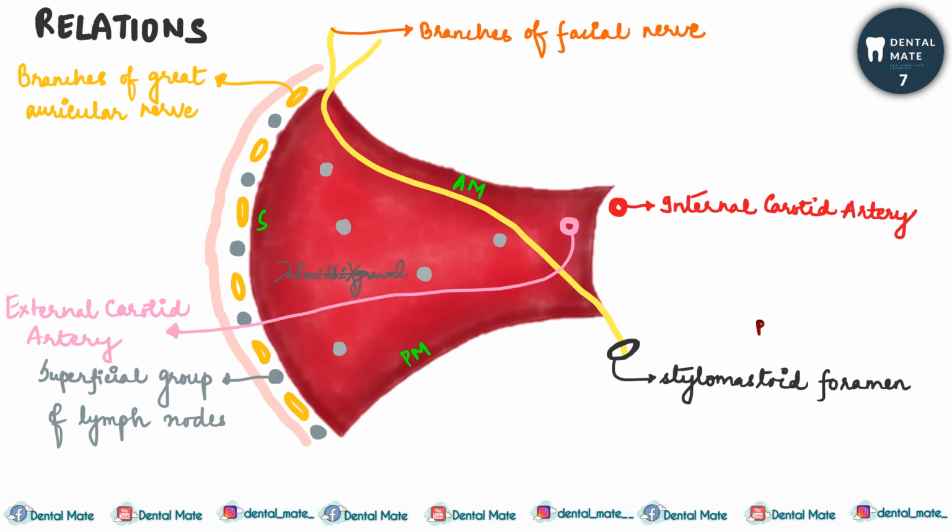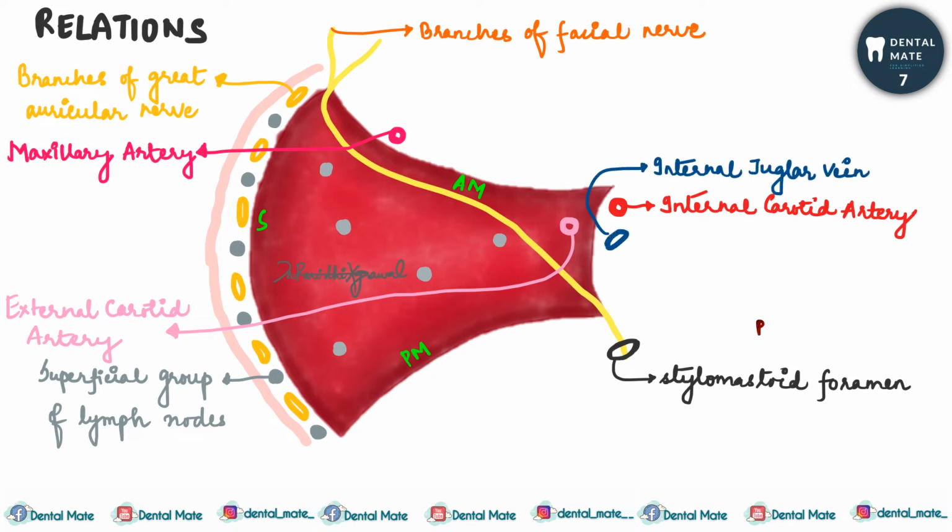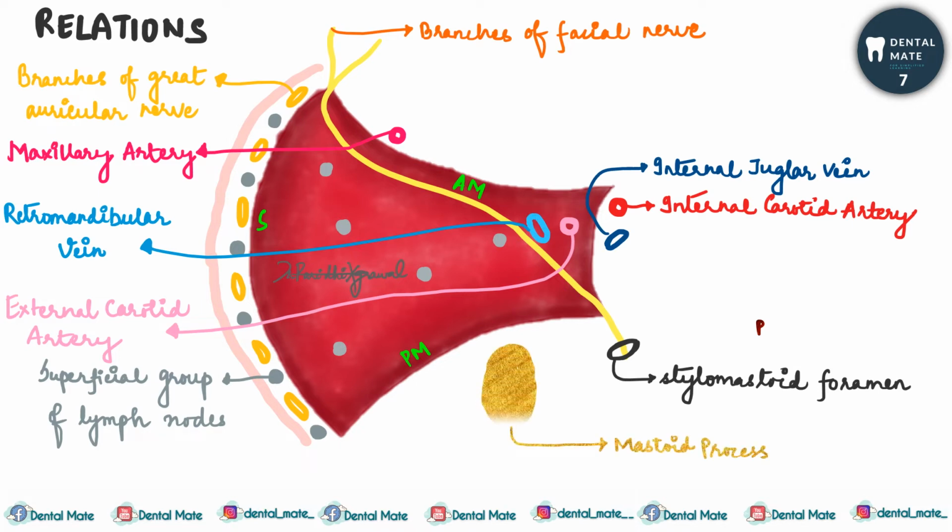We have the arteries. Let us see what arteries are related to it. We have the internal carotid artery, external carotid artery, and the maxillary artery. Among veins, we have the internal jugular and the retromandibular vein, which are related to the parotid gland.